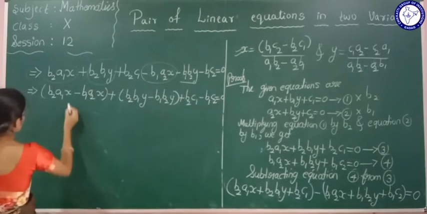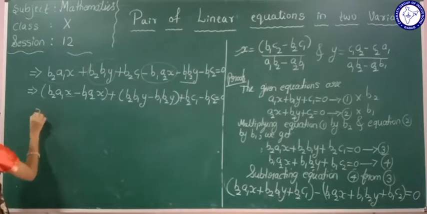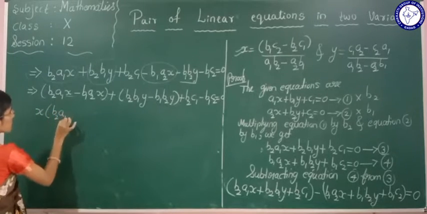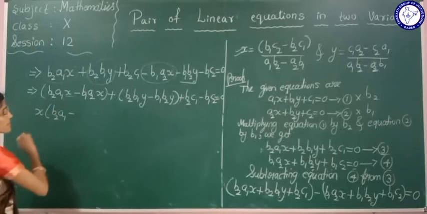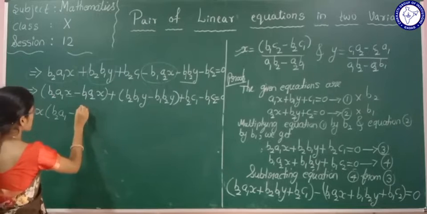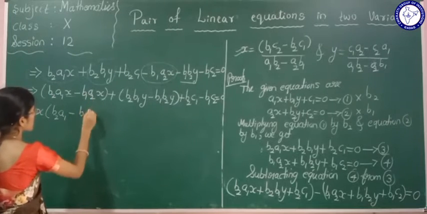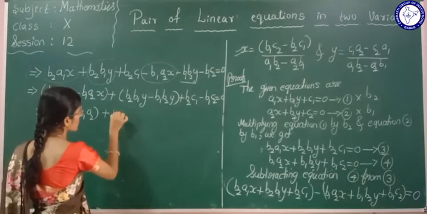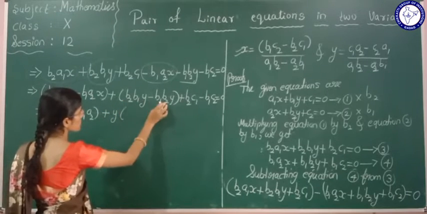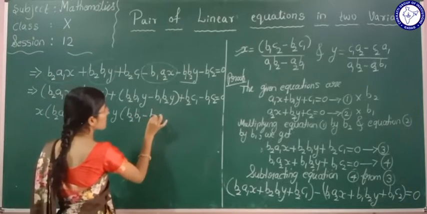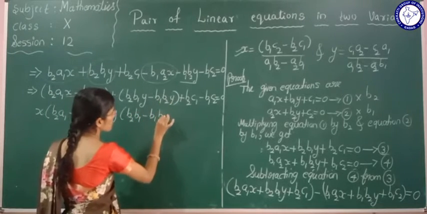Now see students, here x is common, right? We will take x outside. What is remaining? b2a1 minus b1a2. Plus, what is common here? y is common. What is remaining? b2b1 minus b1b2.